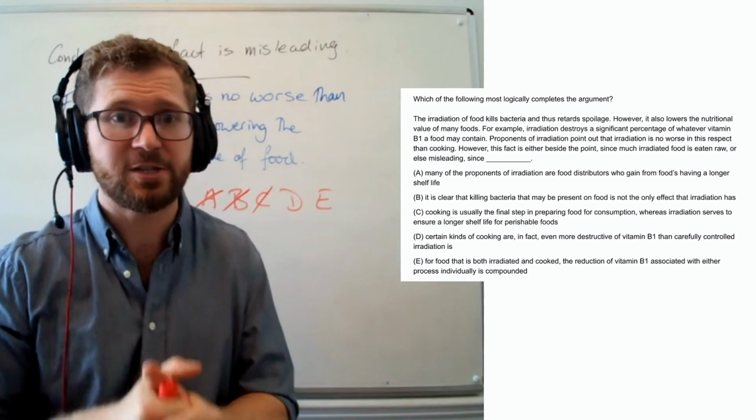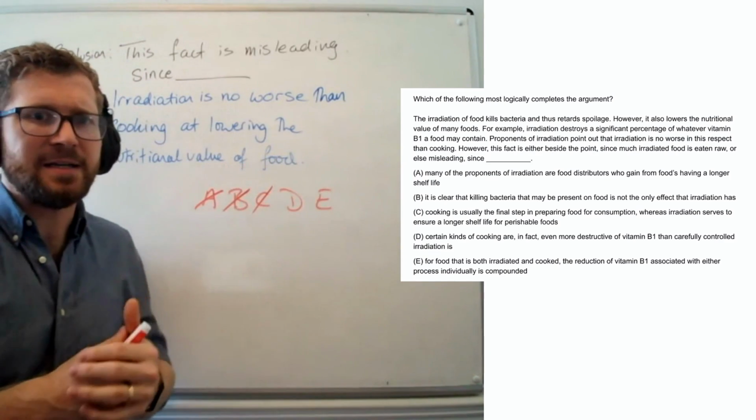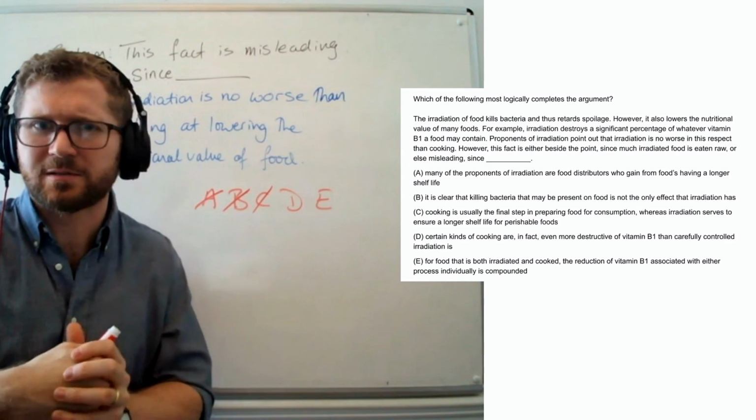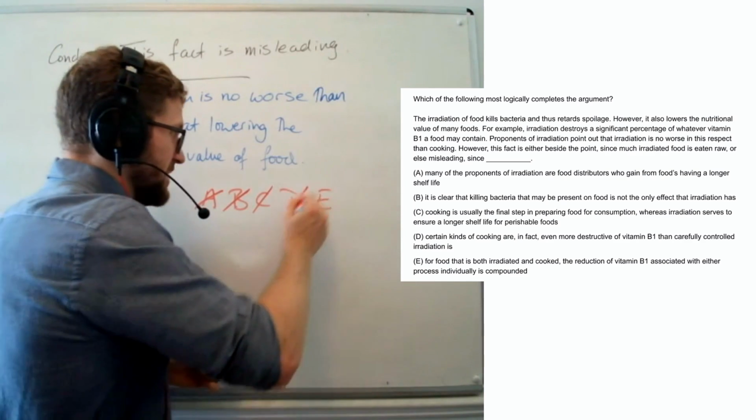D tells us certain kinds of cooking are in fact even more destructive of vitamin B1 than carefully controlled irradiation is. That doesn't tell us why the fact is misleading. It actually might support the fact. So it's potentially doing the opposite of what we want it to do. So D, definitely not our answer.